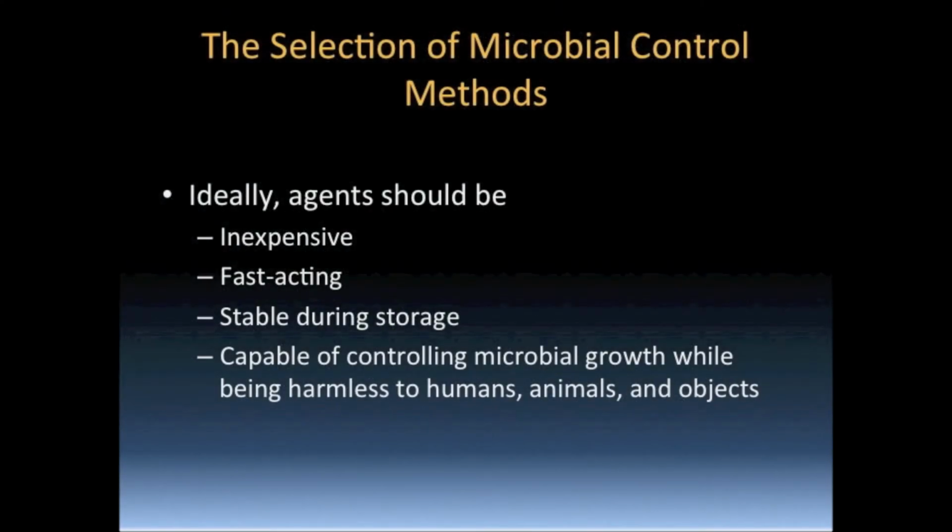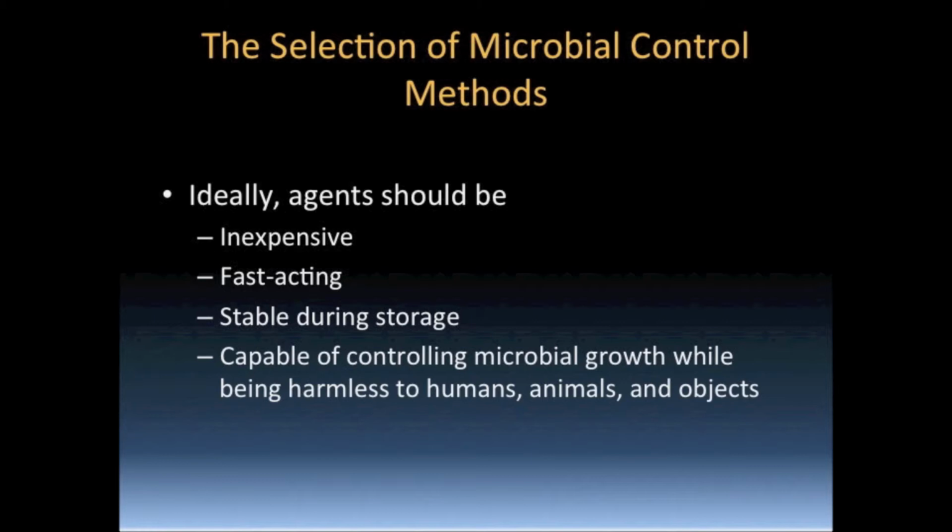There are many antimicrobial agents available to control the growth of microorganisms. When selecting an antimicrobial agent, ideally, one would want to select one that is inexpensive, fast-acting, stable during storage, and capable of effectively controlling microbial growth, while at the same time being harmless to humans, animals, and objects on which we use them. As we will see throughout the material regarding antimicrobial agents, there is no ideal agent. Each will have its own limitations.